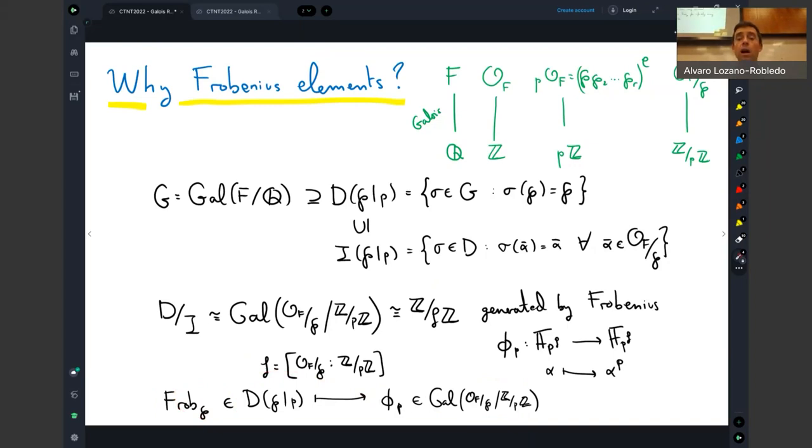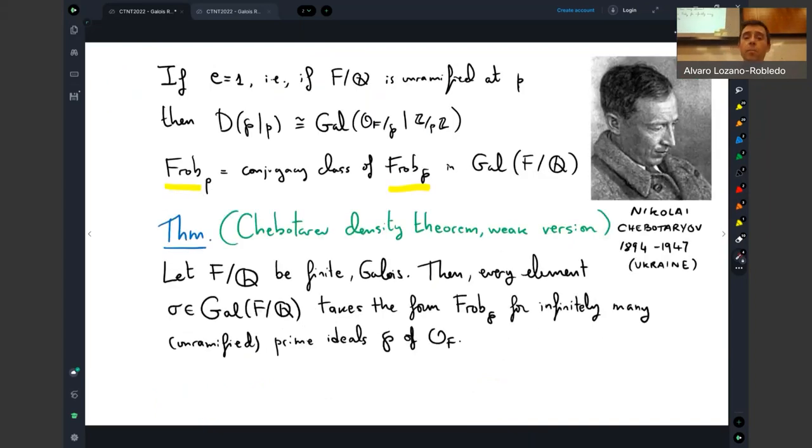Now, for example, if the prime is unramified in the extension, then that means that inertia is trivial and the decomposition group will be isomorphic to that Galois group. And we have the Frobenius elements, but also the conjugacy class of those elements, because this depends on what prime above p I chose, but if I choose another one, then I get a conjugate of this element in the Galois group. So the conjugacy class is denoted Frob_p, with little p.